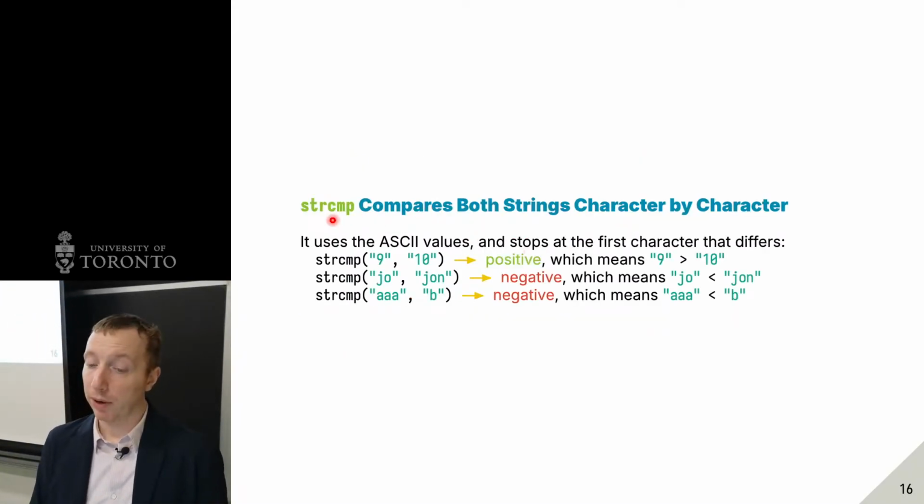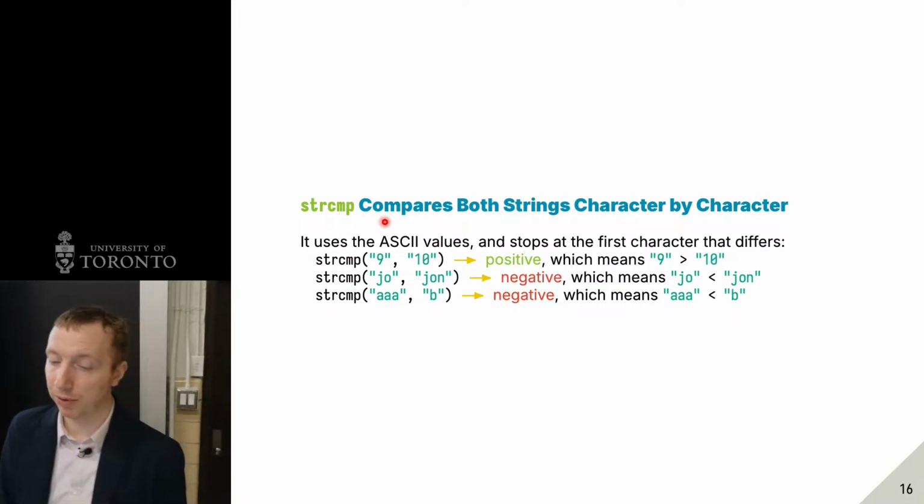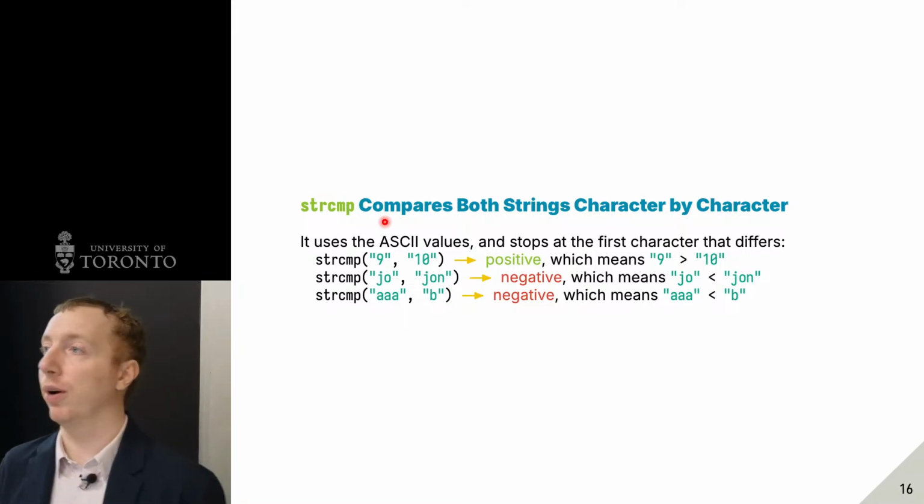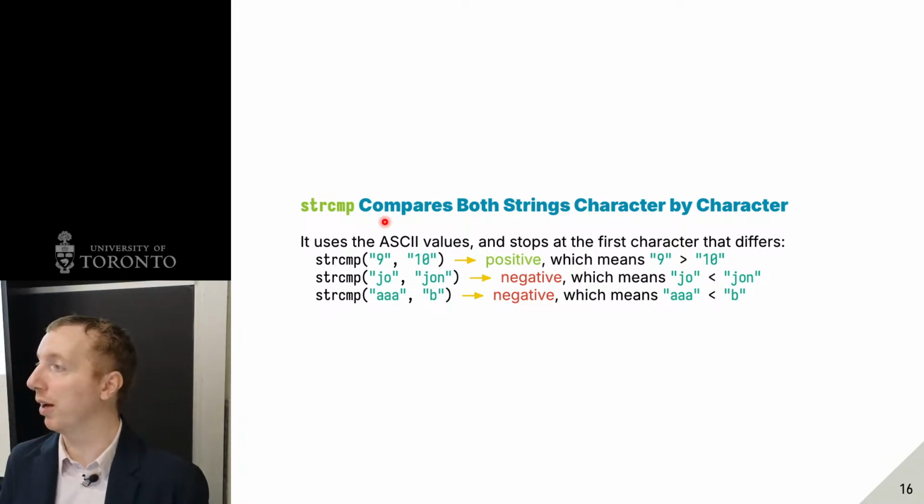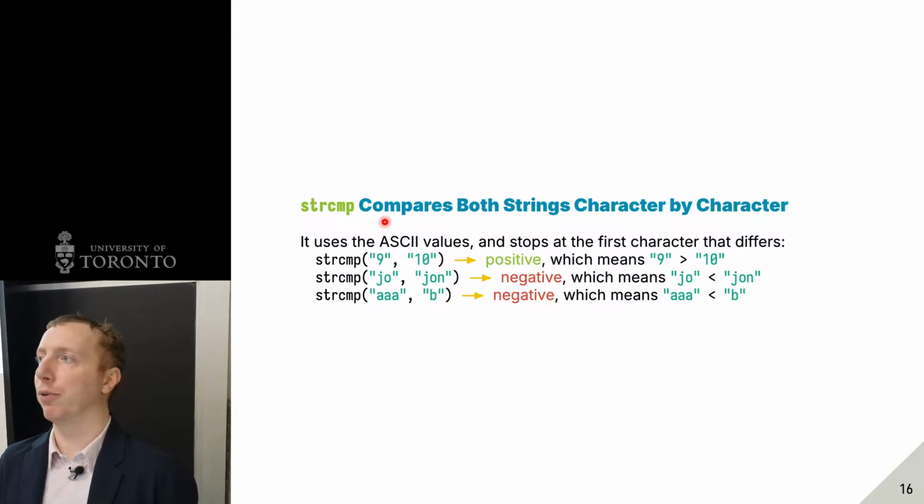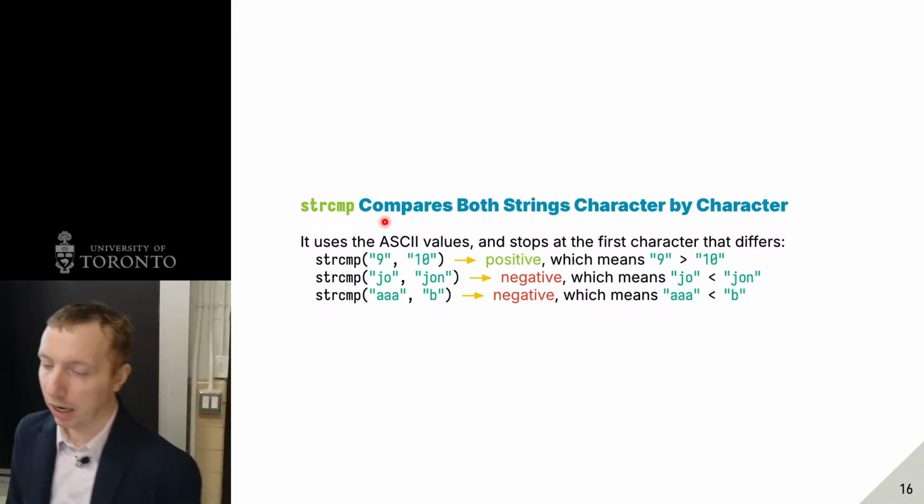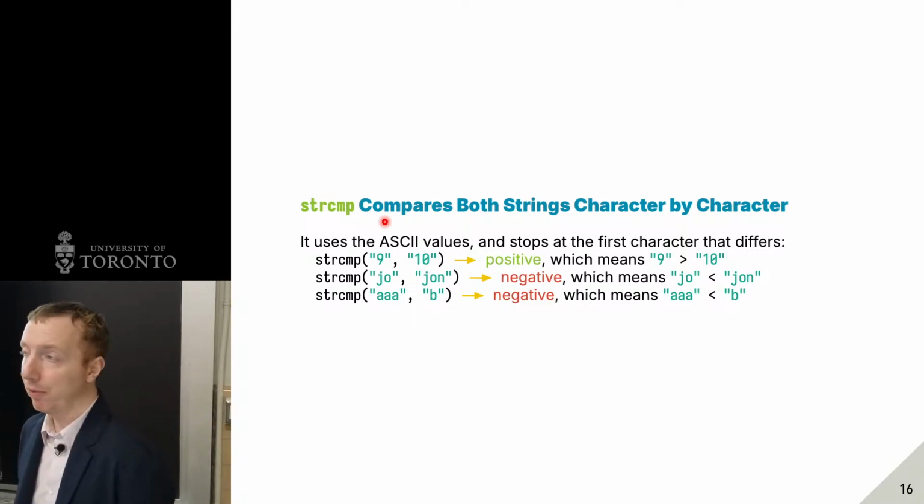So what strcmp does is it compares both strings character by character. It dumbly just uses the ASCII value. So have any of you in macOS or Windows ever gone to organize alphabetically and it did something stupid, like it put 10 before 9?